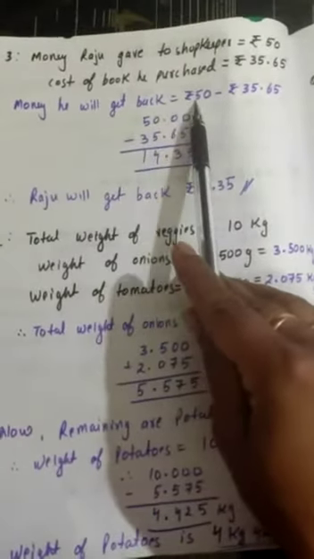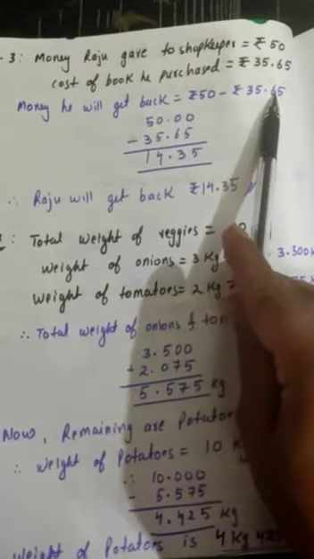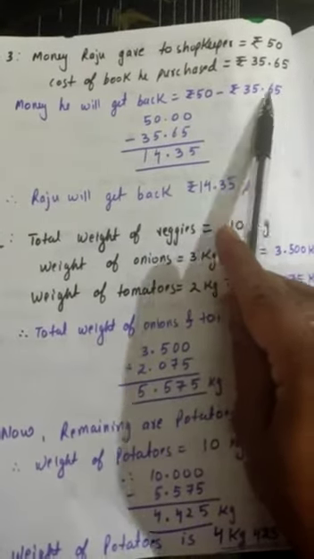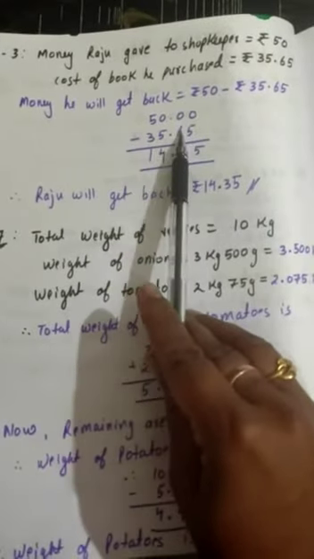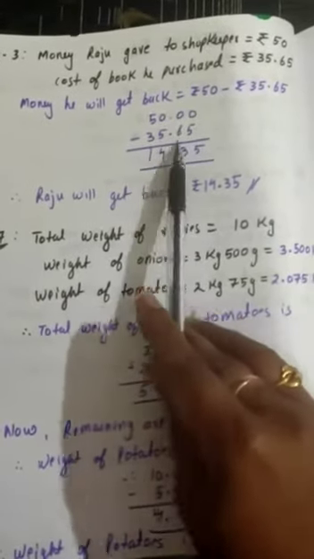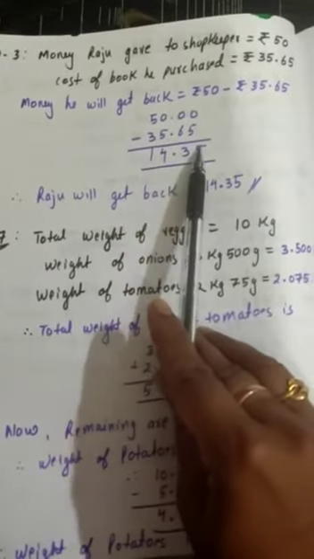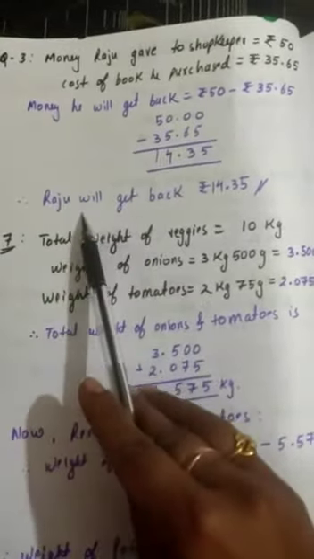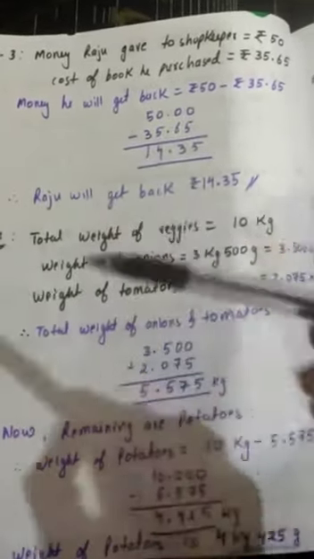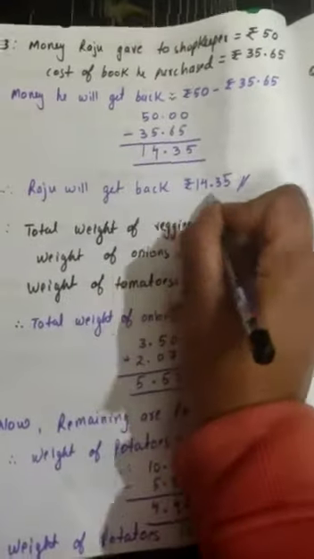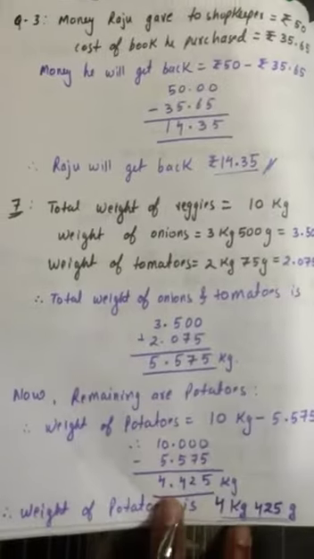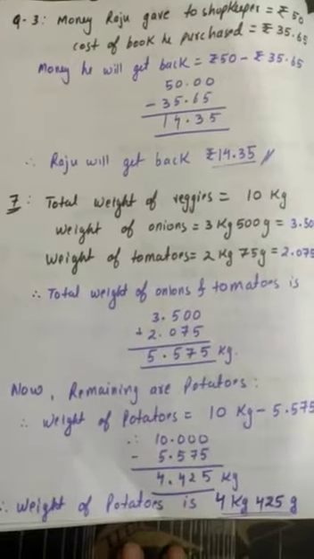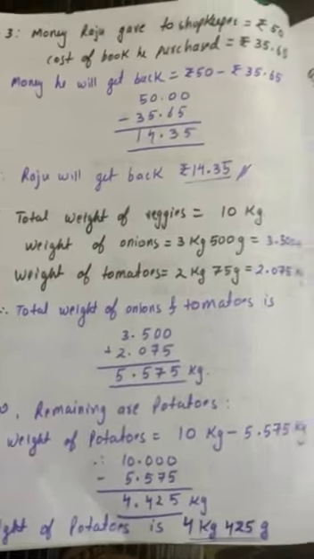So it will be 50 minus 35.65. So 50.00 minus 35.65. This is normal subtraction. The answer is 14.35. So you will just write, Raju will get back rupees 14.35. This is the answer. Then 4, 5, 6 are all simple questions you have to do on your own. I am doing the 7th question.